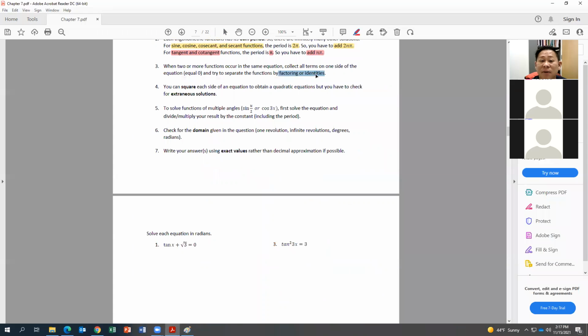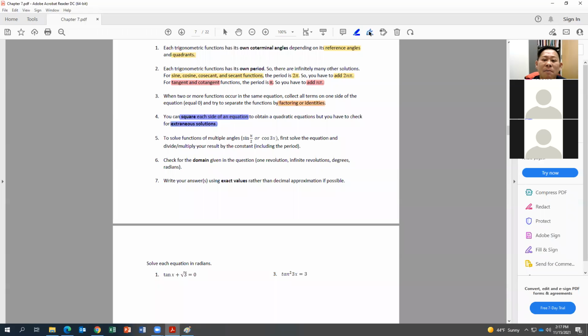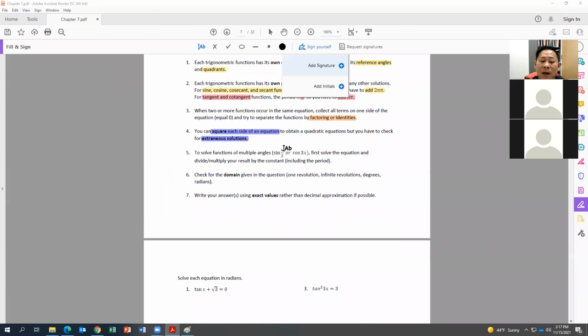factoring is one of the big things that we will do a lot in these sections. Using identities is also another one that we use a lot. You can also square each side of the equation, because when you solve an equation, you can square them. But watch out when you square, because of extraneous solutions. The reason we square both sides of the equation is because we can use the Pythagorean identity, which can only be used when you see squaring.